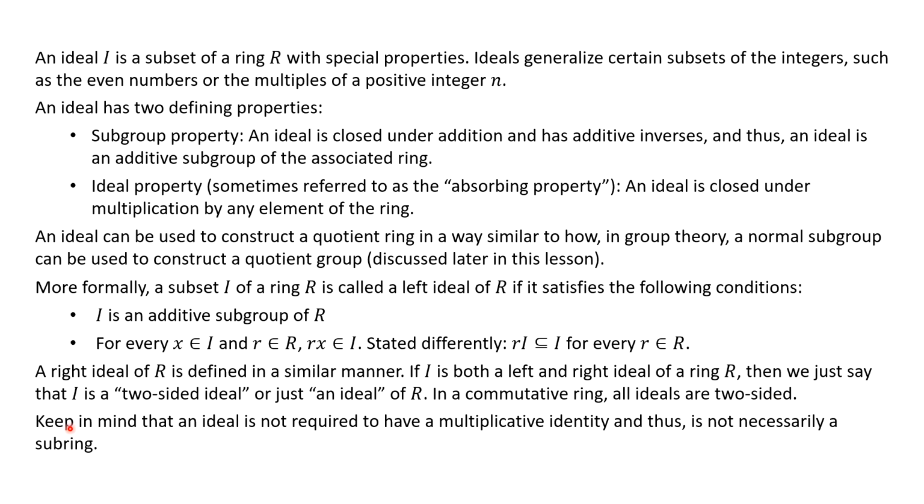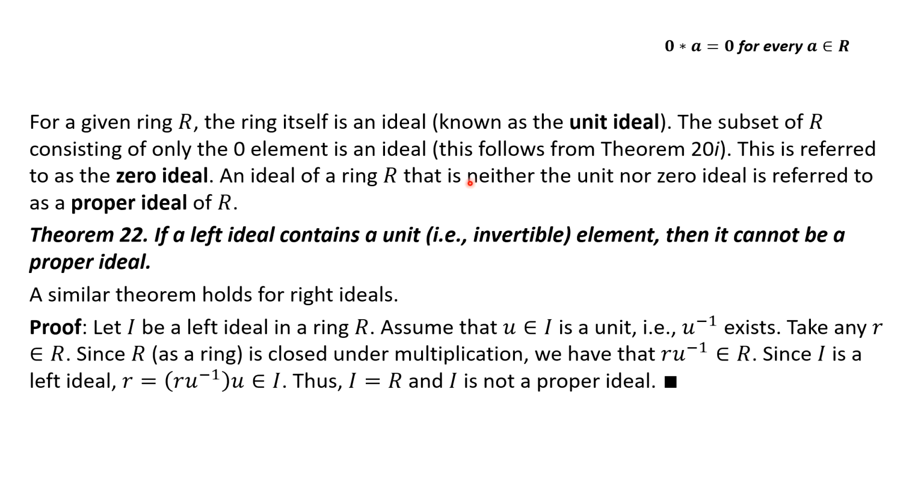And then just one last point here. Keep in mind that an ideal is not required to have a multiplicative identity, and thus it is not necessarily a subring of your ring R. For a given ring R, the ring itself is an ideal. This is known as the unit ideal. The subset of R consisting only of the zero element is an ideal.